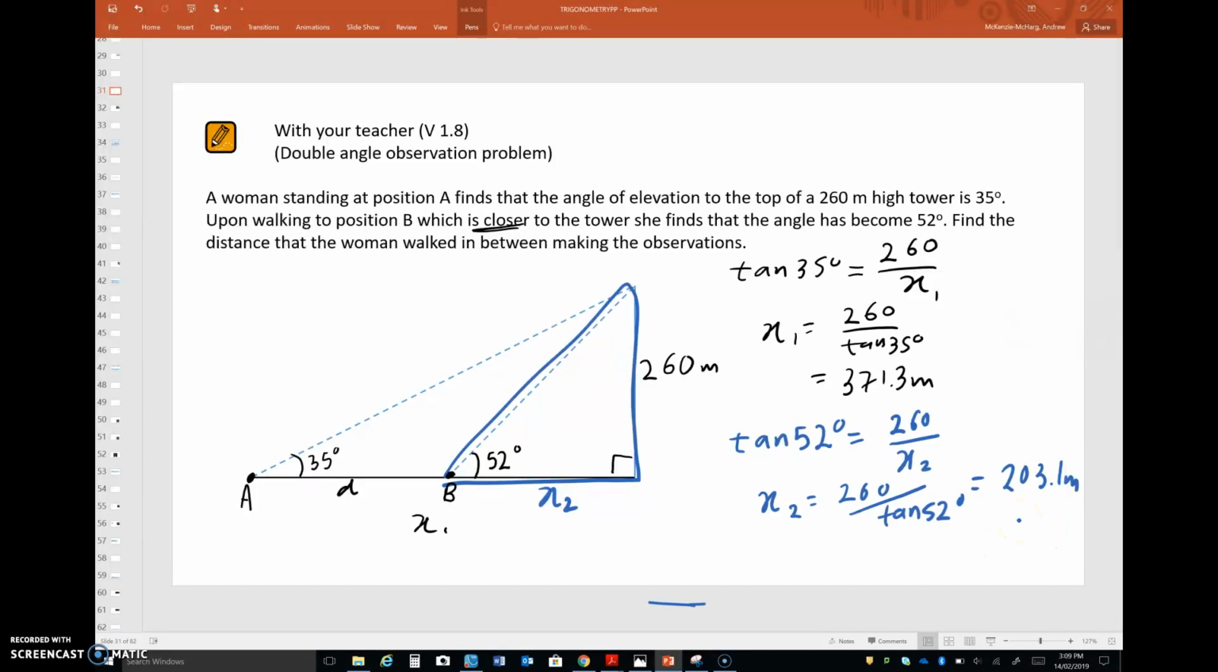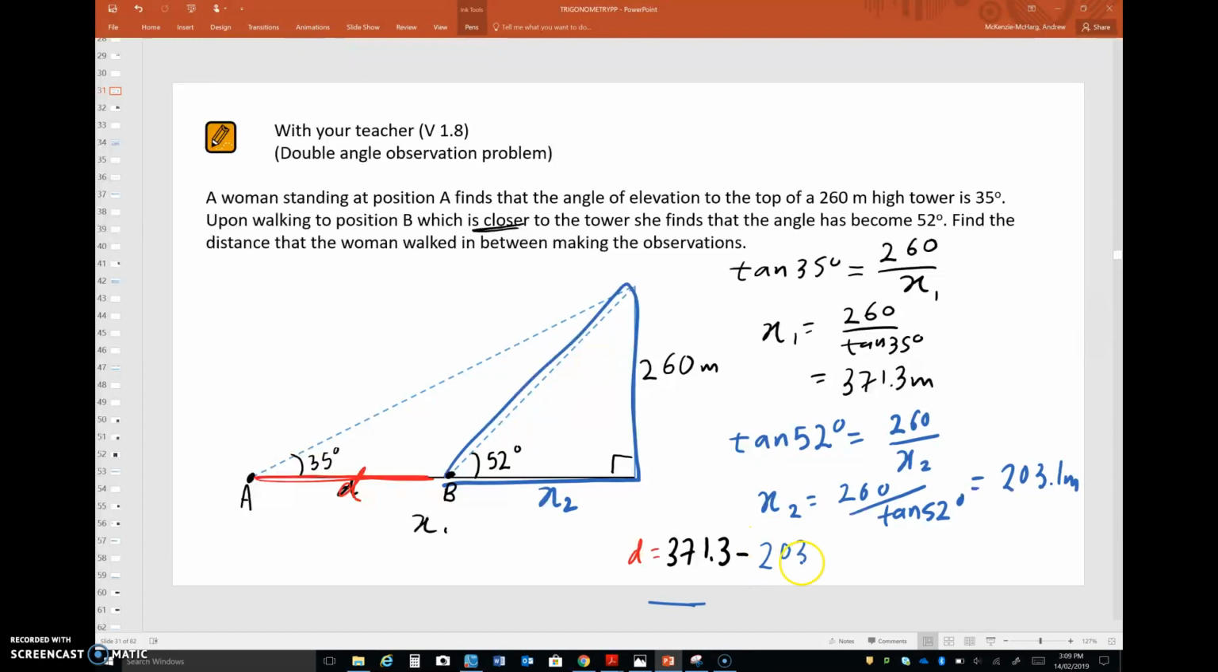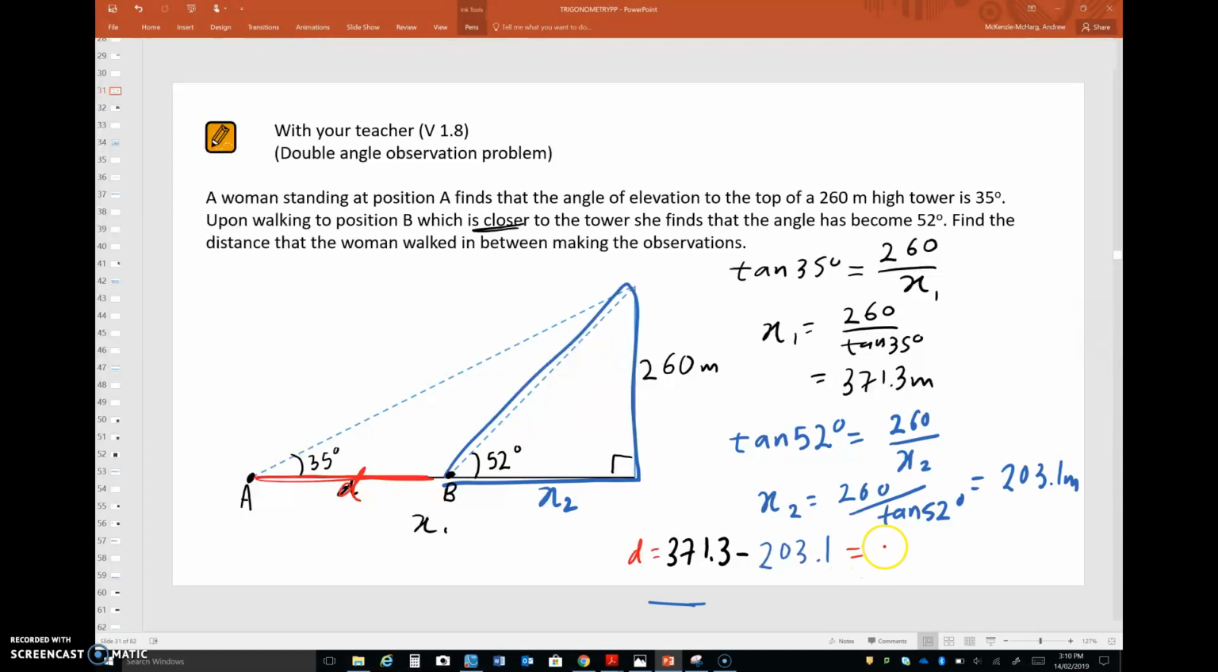Okay, so the difference between these two, x1 and x2, is that distance there. So that means that our distance, I'll make it red now, that one there, D equals 371.3 minus 203.1. And so we get a grand total of 168.2 metres.